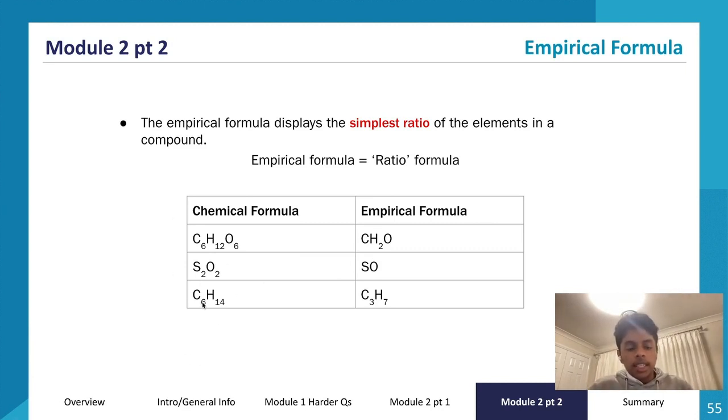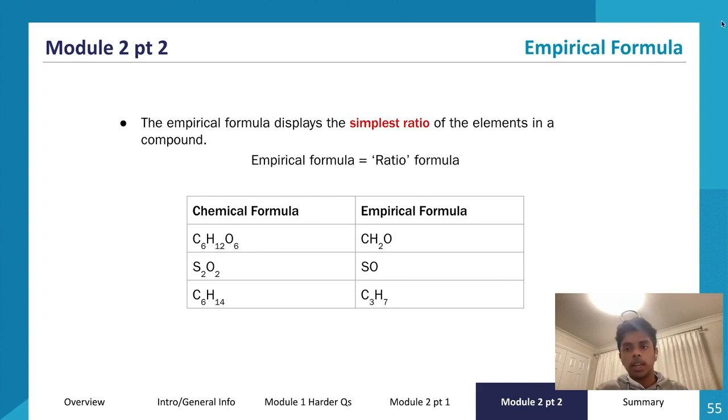Let's look at this, C6H14. What is the ratio of the elements within the compound? It is 6 to 14. What is that simplified? It's 3 to 7, right? So instead of C6H14, its empirical formula will become C3H7. So that is the empirical formula.